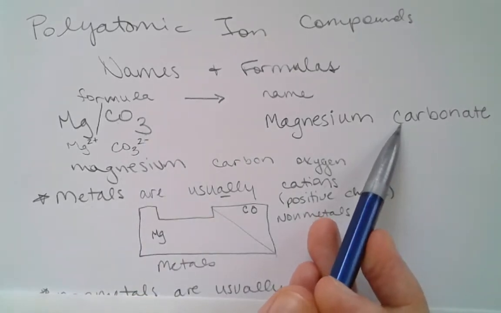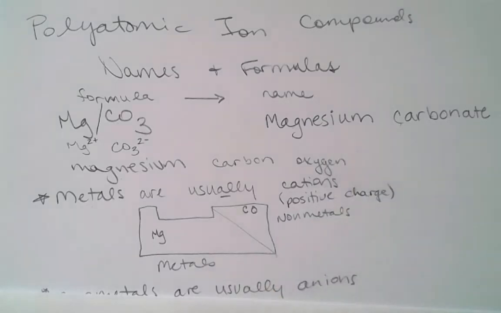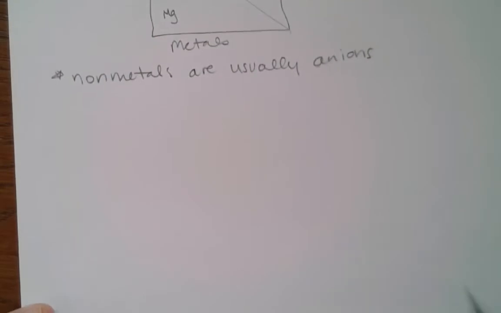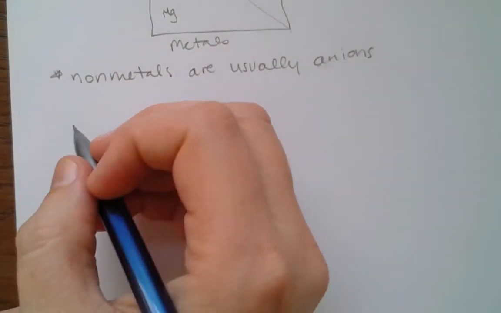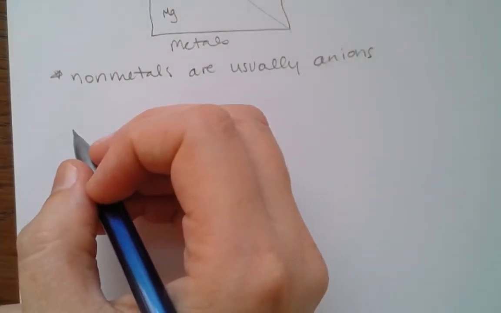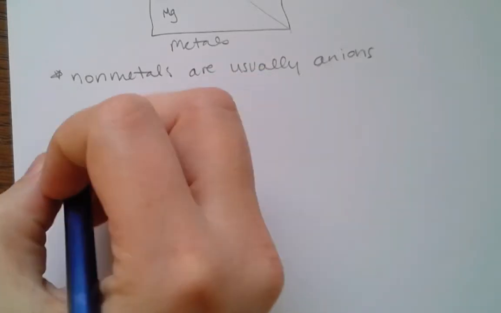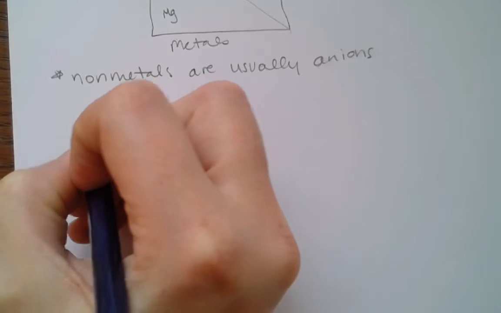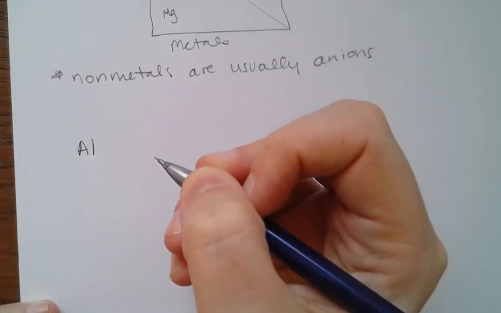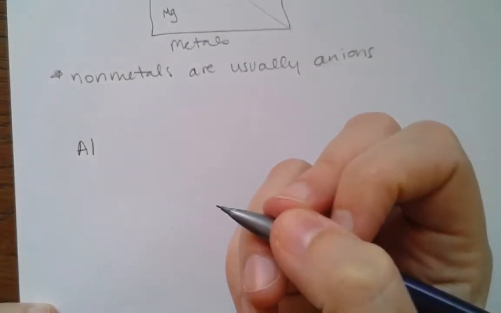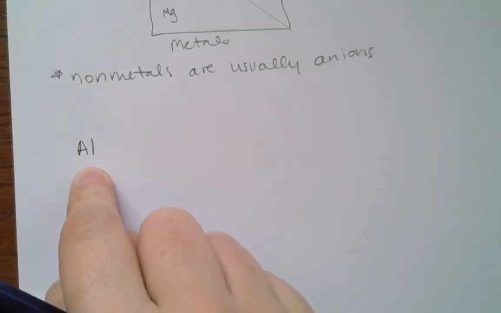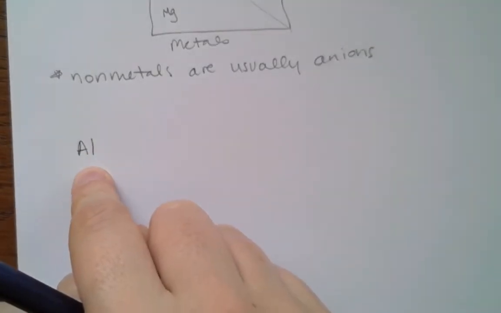We can do another formula to name. Let's do one that looks messier, because why not? Oh, this one's going to look pretty messy. But even already, even though I'm telling you that this is a messy one, you probably know the first word of its name already. This is aluminum something.